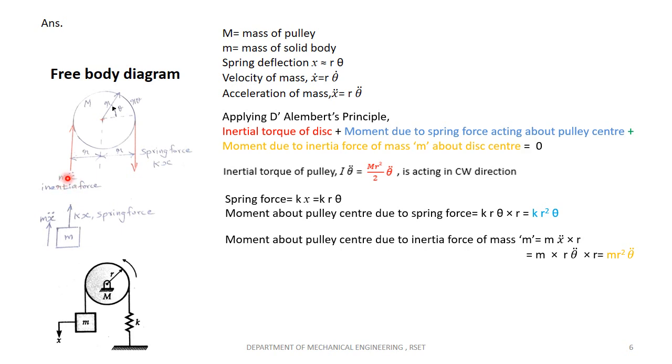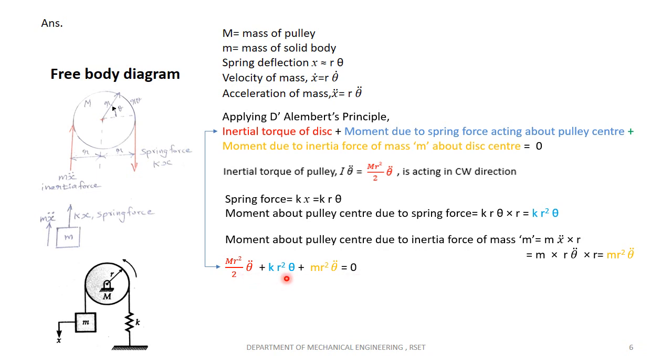Similarly, moment due to the inertia force is m x double dot into r. m x double dot is the inertia force, and r is the distance between the inertia force and the center of the pulley. x double dot is r theta double dot, so m r theta double dot into r, m r square theta double dot. So you can write the D'Alembert principle. The equation of motion is m r square by 2 into theta double dot plus k r square theta plus m r square theta double dot equals 0. So inertial torque, moment due to spring force, and moment due to inertia force sum to 0.